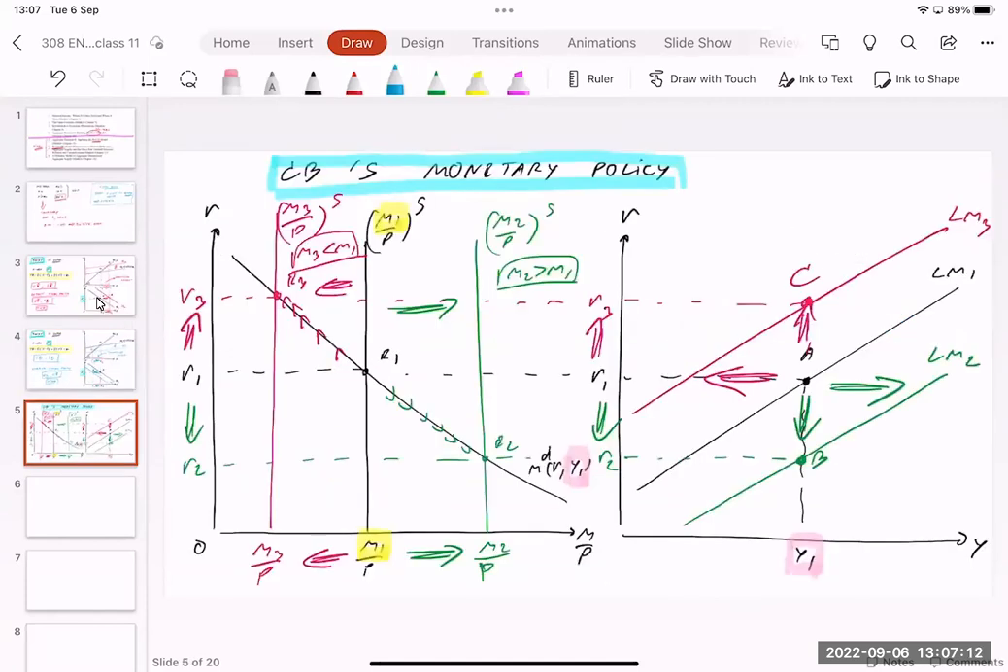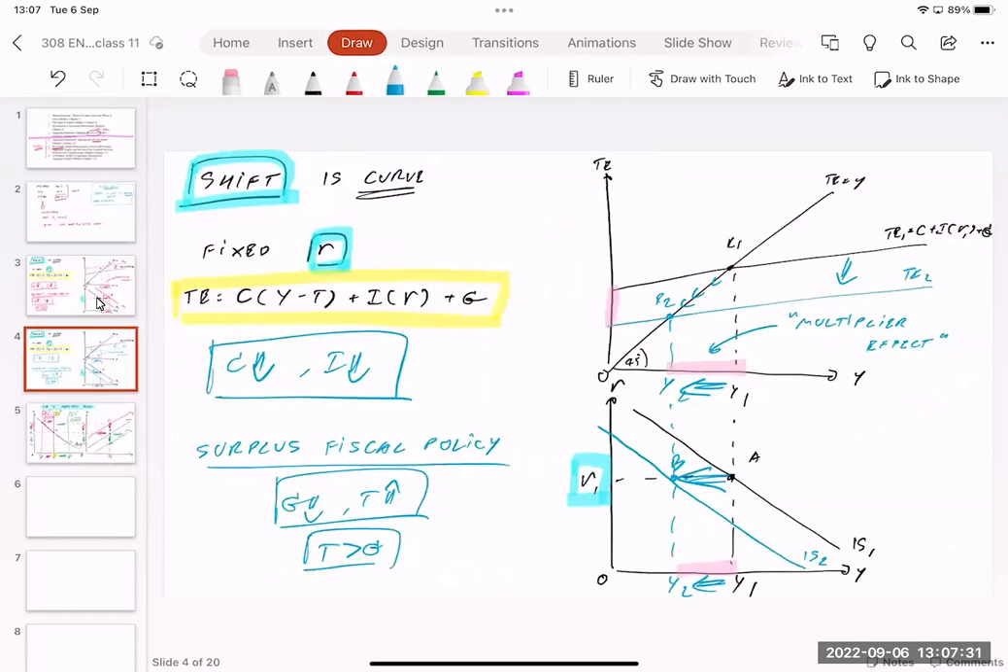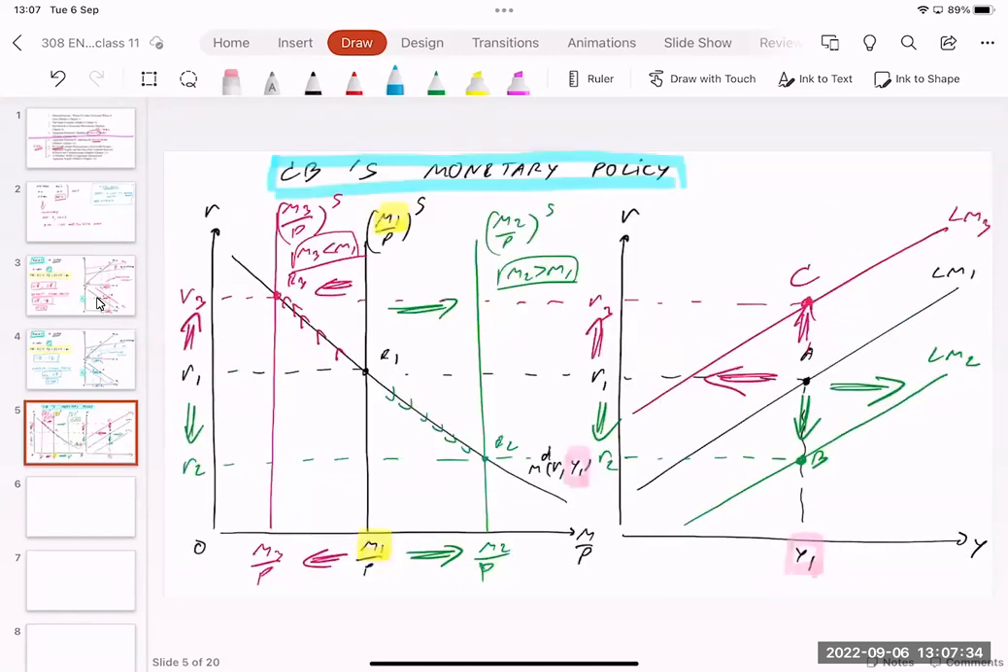This one shows you that the LM curve is linked to the equilibrium in the money market. On the other hand, the IS curve is linked to the equilibrium in the output market. So what this means is, if the equilibrium in the money market changes, it is going to have an effect on the LM curve.